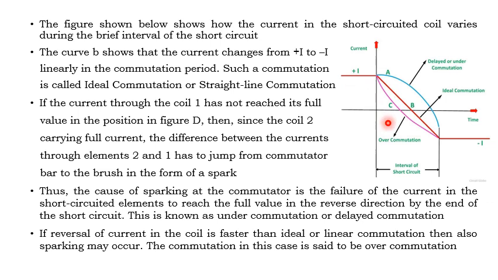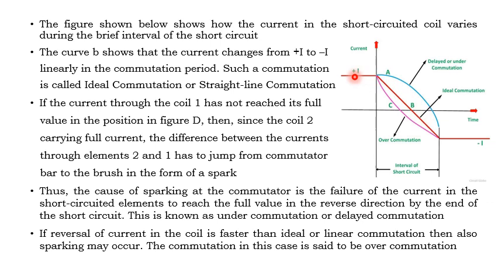Now here in the curve, we can observe three modes of commutation. One is the ideal commutation. In case of ideal commutation, the current changes from plus I to minus I linearly in the commutation period. Such a commutation is called ideal commutation or straight line commutation.